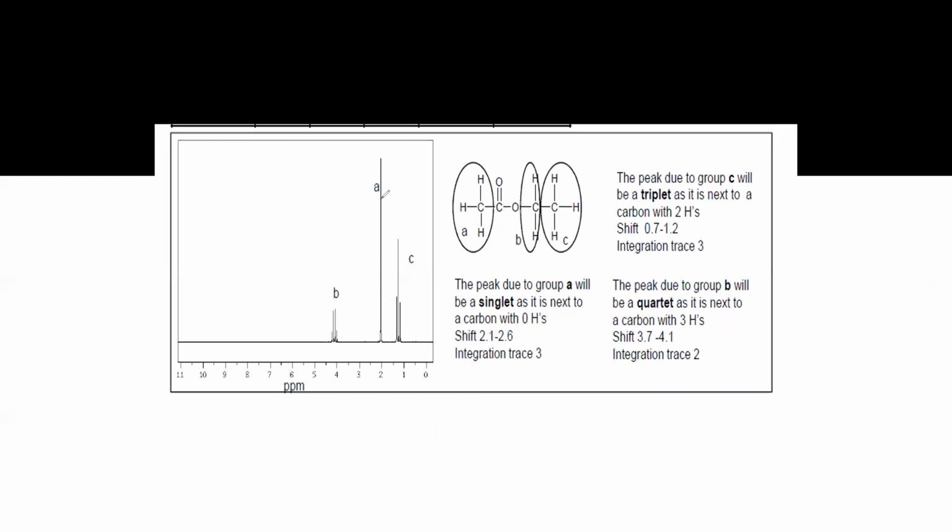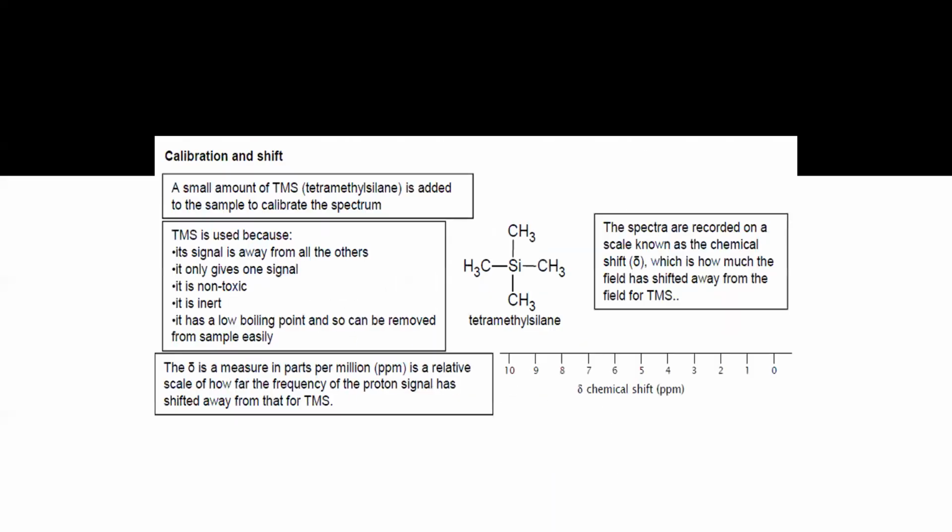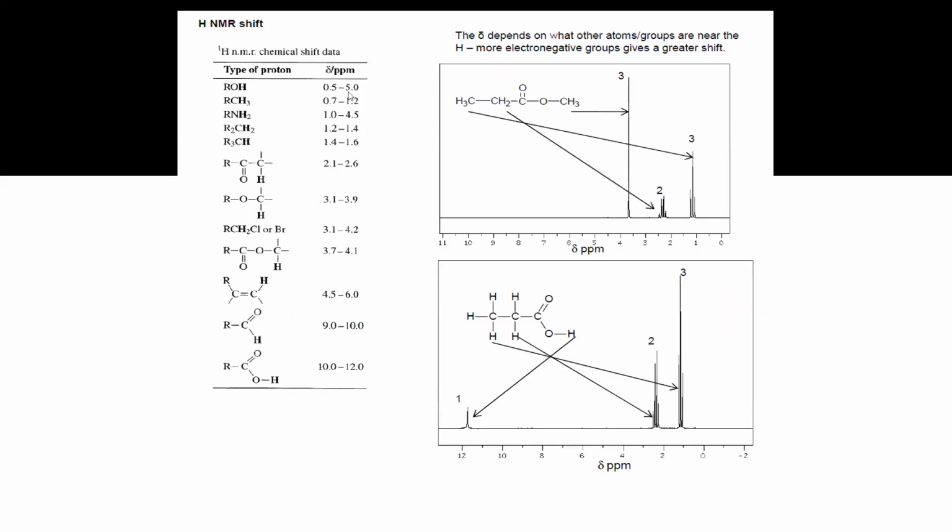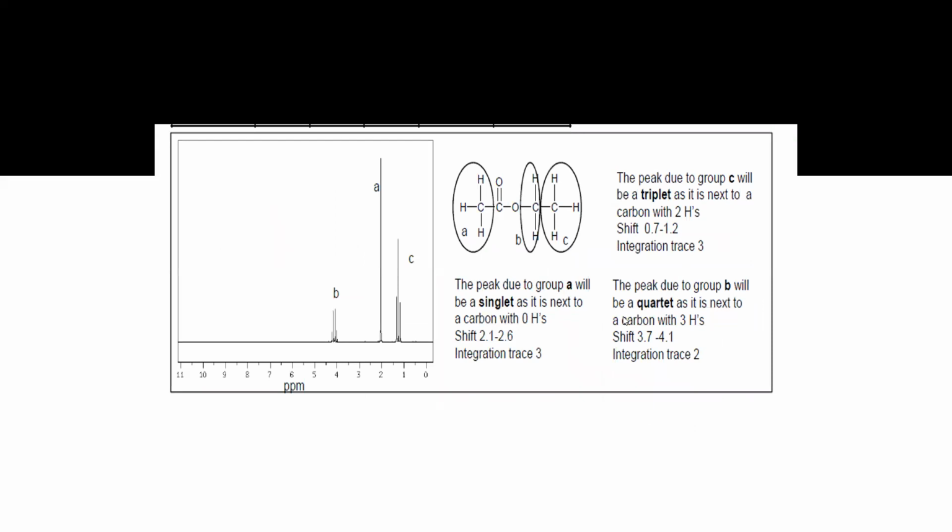So you can see there's a singlet. Then for environment B, the neighbors are 3. If the neighbors are 3, it will split into 4, so it will be a quartet. And in which region will the quartet be? Group B is next to the O of C double bonded with O, with a carbon chain attached. So where do we get a chemical shift for that? You can see for C double bonded with O and O, if a carbon chain is attached, that's from 3.7 to 4. So that's why we will get a peak at 3.7 to 4.